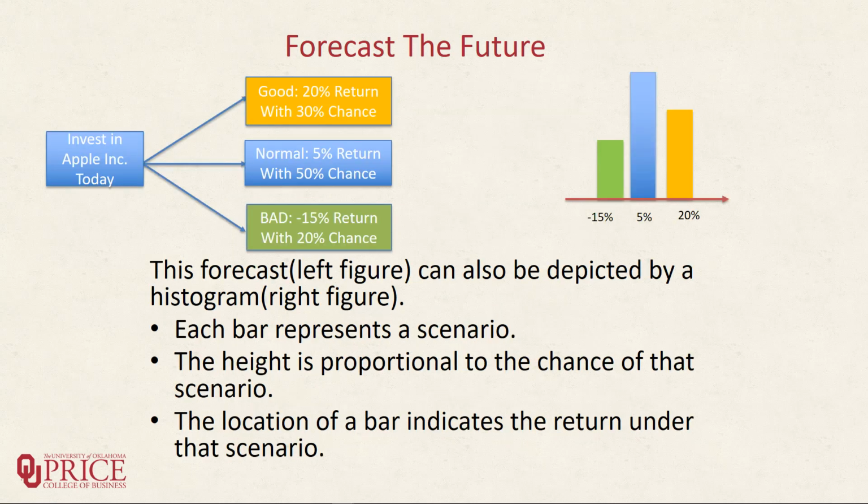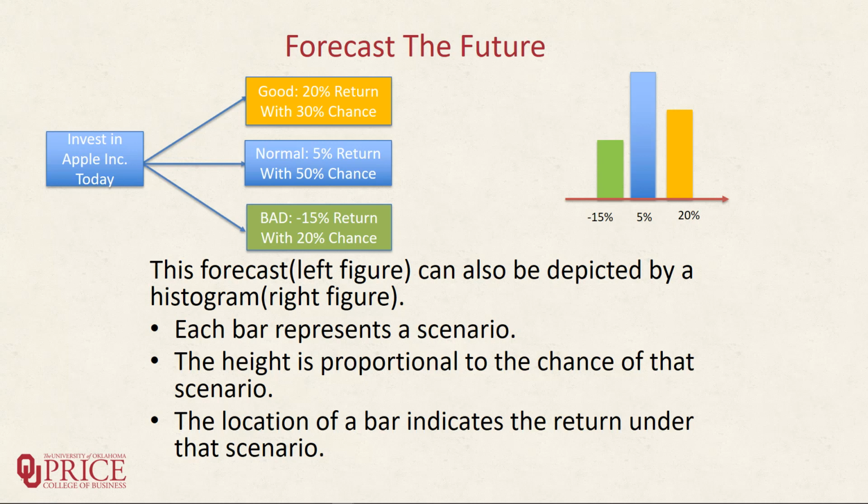This kind of scenario chart is one way to describe our forecast. An equivalent way to do this is to use this histogram. So this chart and this chart are equivalent. Let's see how they're equivalent. In the chart on the right-hand side, we have 3 bars. Each bar represents a scenario. The yellow bar represents the good scenario, the blue bar represents the normal scenario, and the green one represents the bad scenario. And you can see that these bars have different heights.